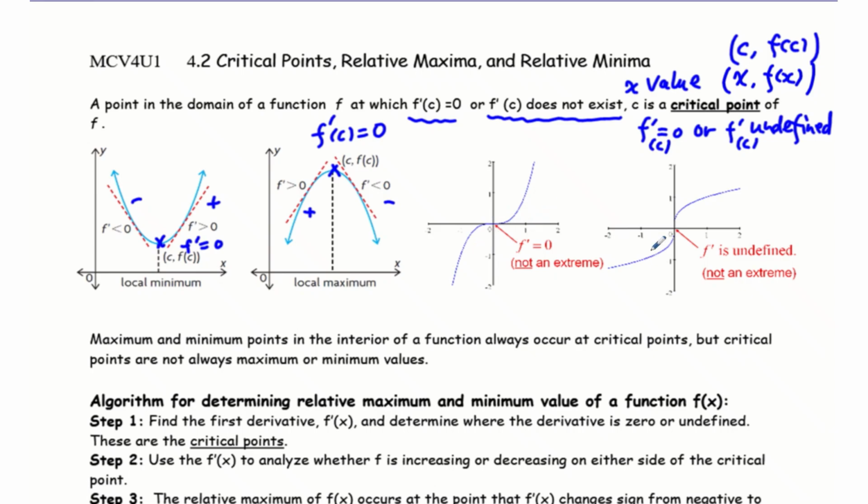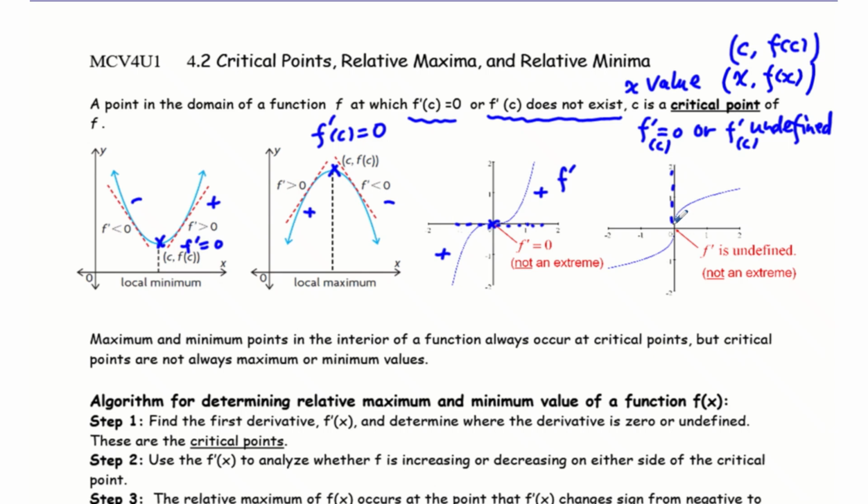And also we have two more graphs. At this point, you will see the slope of the tangent is 0, but from left to right it is going up. So the first derivative, the slope, is not changing sign. At this point, we don't have a local maximum or minimum, but we still call it a critical point.